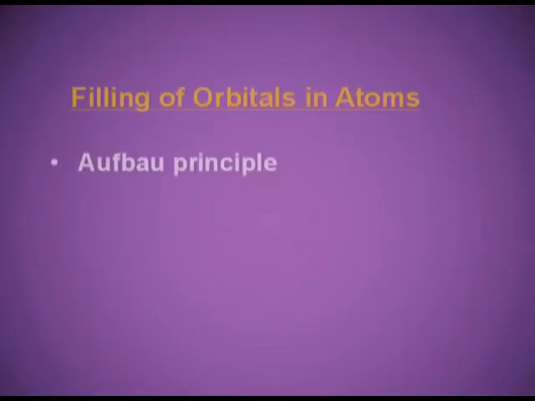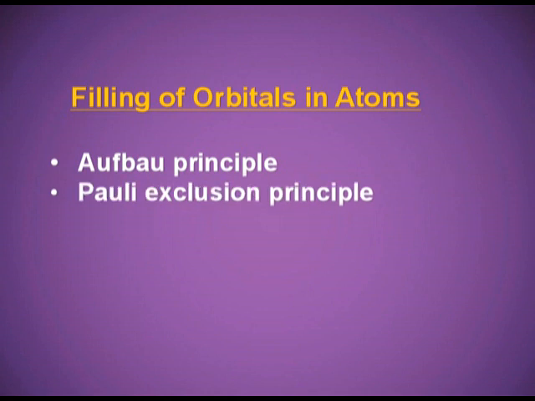Now let me proceed further and explain how these orbitals are filled, how these electrons enter these orbitals. What are the rules which are governing the filling of these orbitals? There are 3 rules: the Aufbau principle, the Pauli's exclusion principle and the Hund's rule.